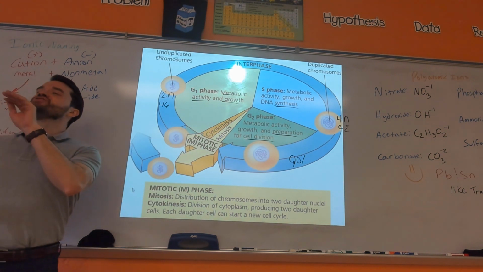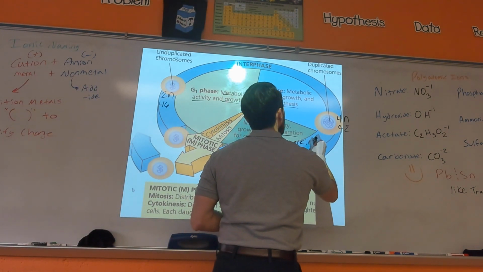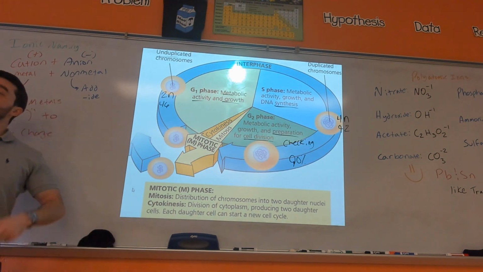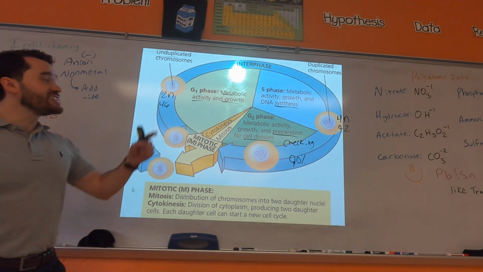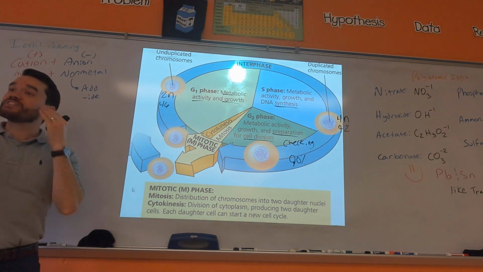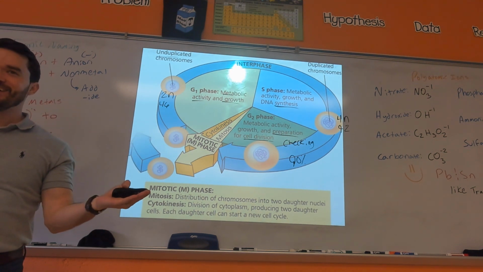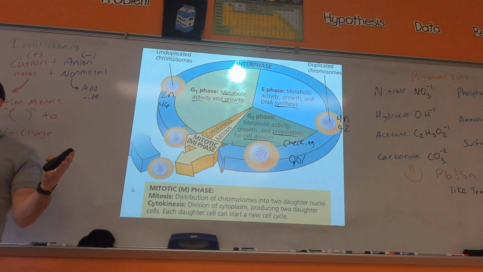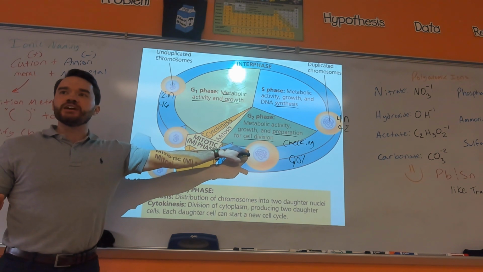So G2. In G2, we're preparing, and we're also checking. What do you think we're checking? What did we just do that we should probably check before we just divide the cell? Make sure you copy the DNA correctly, because if you divide the cell without checking that you copied it, it's like writing an English paper and not proofreading before you submit it, right? Maybe you're going to be okay, but a lot of times you're going to make some mistakes. So we want to check to make sure we didn't make any mistakes.